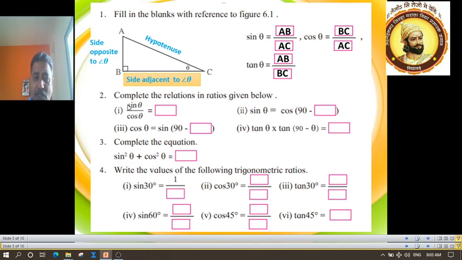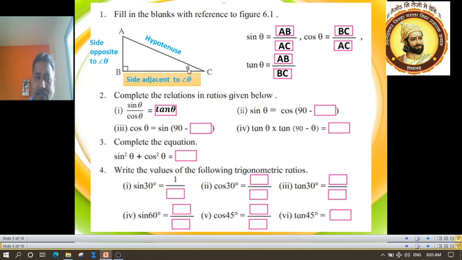If we take the division of sine ratio and cos ratio, sine ratio is AB upon AC and cos ratio is BC upon AC, this AC cancels, we get AB upon BC. AB upon BC means that is the tan ratio. So sine theta upon cos theta is equal to tan theta.